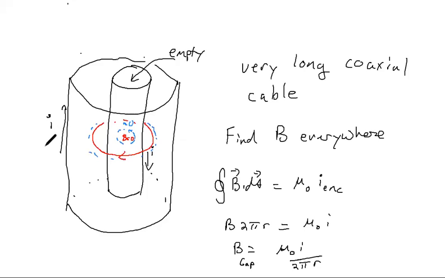And then on the outside, I do the same exact thing. If I draw the Amperian loop on the outside, the current enclosed is 0. So the magnetic field is 0. Okay. So that's kind of how you use Ampere's law to do these things. And using Ampere's law is a lot easier than using Biot-Savart, if you can.